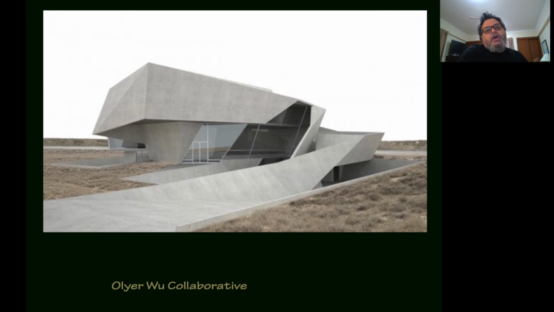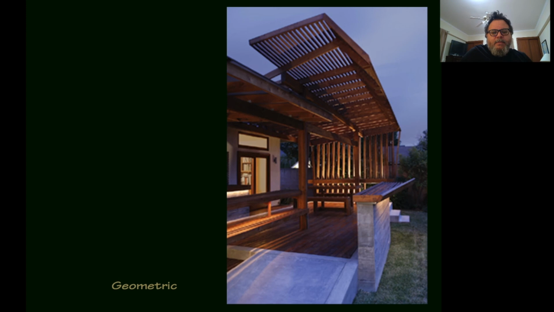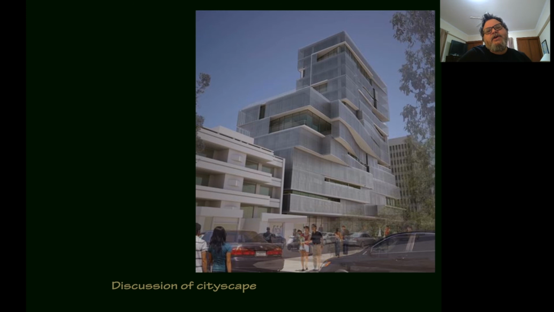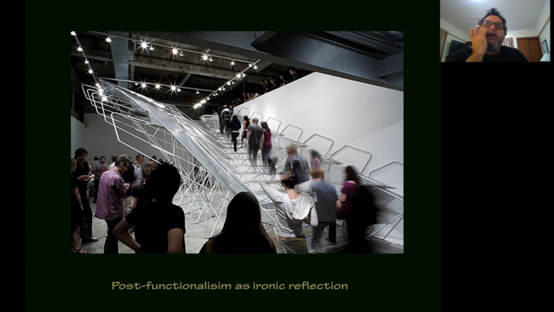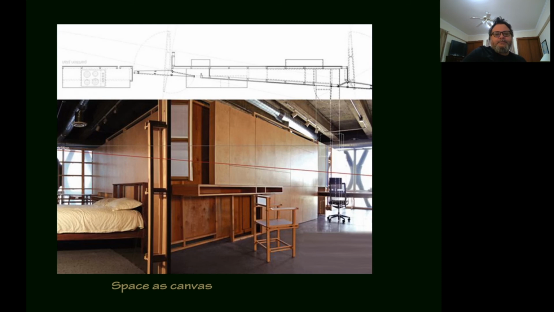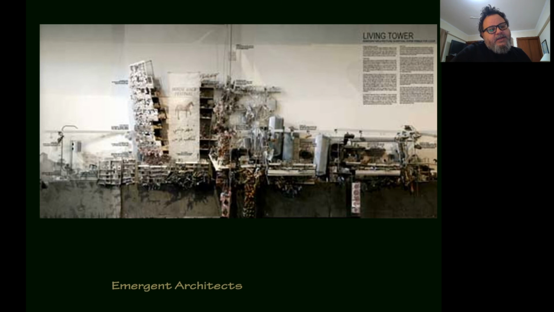Going a completely different direction with the Euler Wu Collective. They've won a lot of spiffy awards lately. And they do a lot of more geometrically inspired work that are a discussion of the cityscapes around them. They're sort of post-functionalists, and they too work in irony. This, for example, is a staircase that works, and its principle of design is it is designed as awkwardly as you could design a staircase. Structurally, it is the least efficient way to do the job of making stairs. And then they became famous seeing the space as a canvas. So this is a house they designed with a giant turning wall on the inside that can change the form of the rooms.